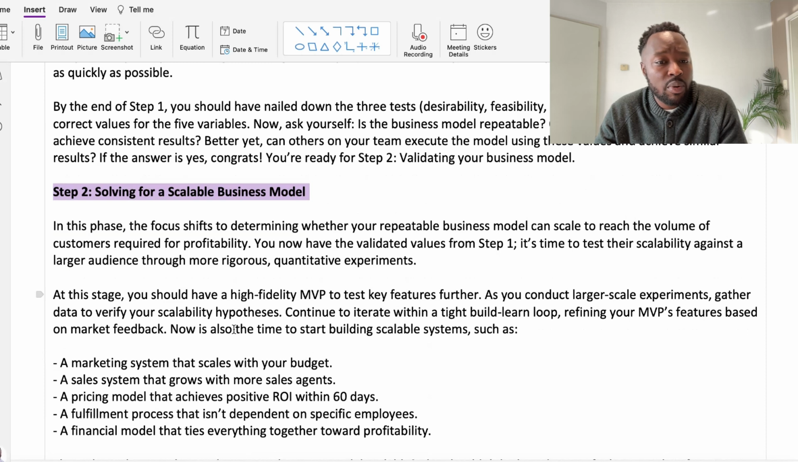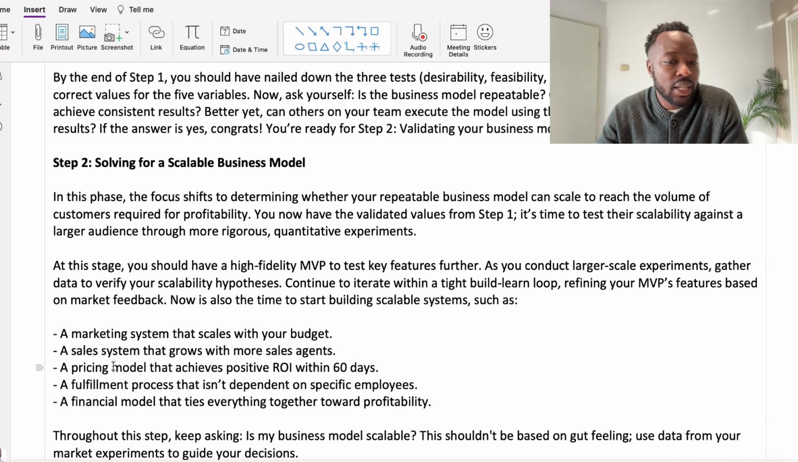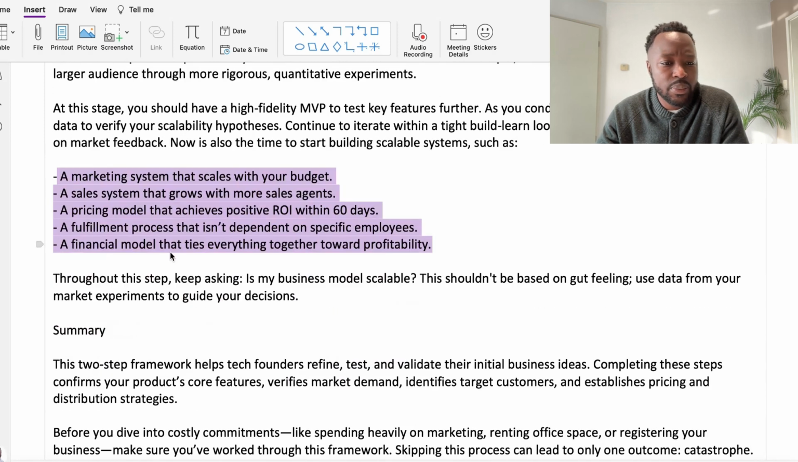When solving for a scalable business model, it's not time for you to scale in terms of systems. That means having a marketing system that scales with budget, which means you have to be sure that if I put in $1 in marketing, then I should get $2 or $5 out of it. Same thing if I'm bringing in sales agents. I know if I'm bringing in one or two or three sales agents, each of them has to deliver me 10 or 20 or 50 high-value customers. You also have to have a pricing model that achieves return on investment. So these are some of the systems you have to install when you are scaling your business.